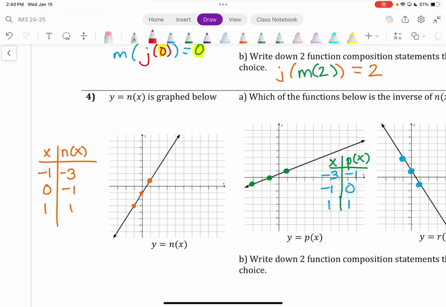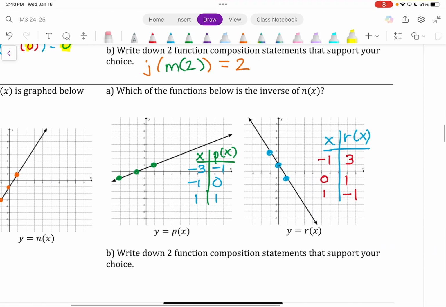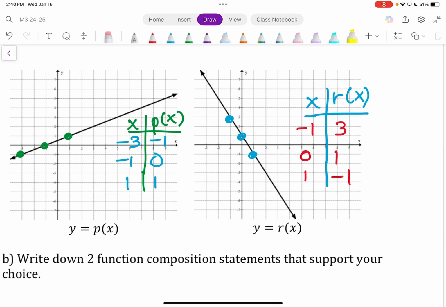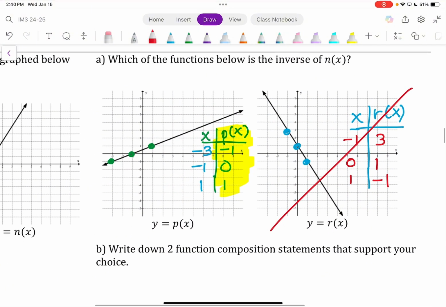Okay, so the goal is for the initial inputs to match the final outputs. So we want to figure out which of the other two tables has -1, 0, and 1. So look at these tables. Which of these tables has -1, 0, and 1 on the right side? Is it P of X or is it R of X? P of X. We can see -1, 0, and 1 in P of X. We do not see that on the right side for R of X. So that tells us right there that P of X is the inverse function. This is the inverse function.